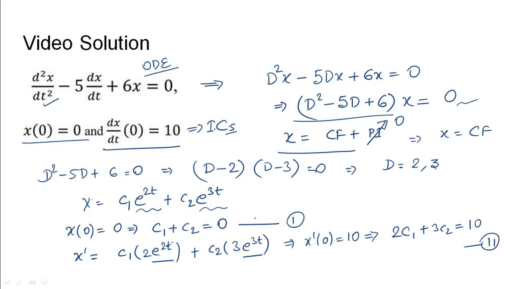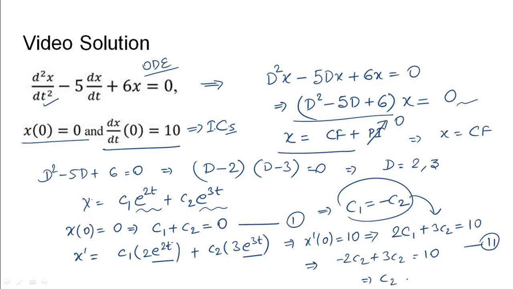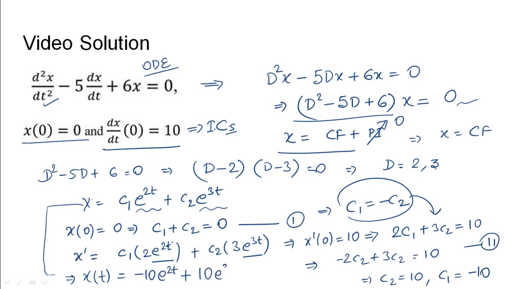So we can substitute 1 in 2. From 1 we can get c1 as minus c2. Substituting this in the second relation, we would get minus 2c2 plus 3c2 equals 10. This would give c2 as 10 and c1 as minus 10. Substituting the values of c1 and c2 in the obtained relation for x, we would get x of t as minus 10 e^(2t) plus 10 e^(3t).